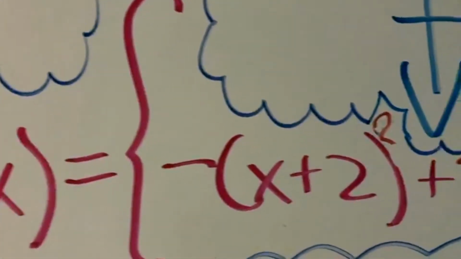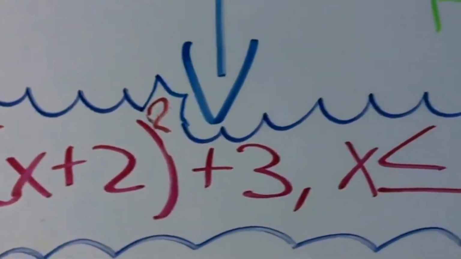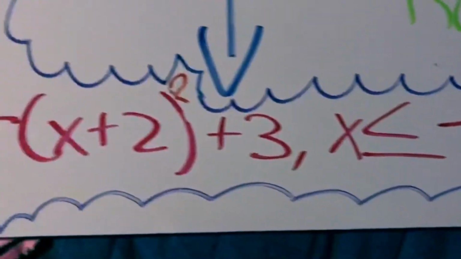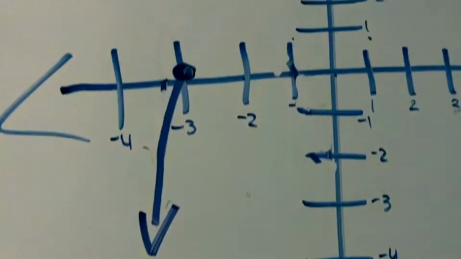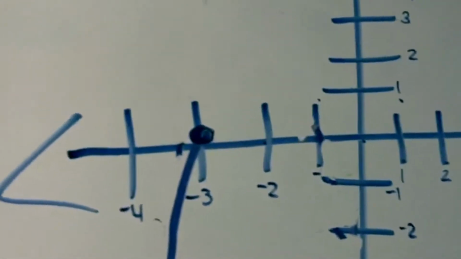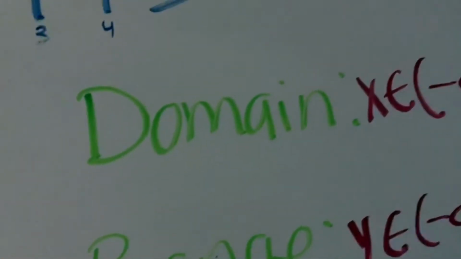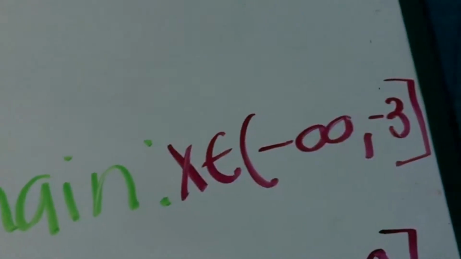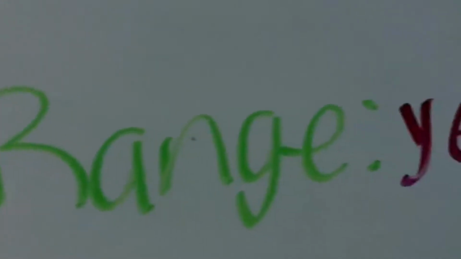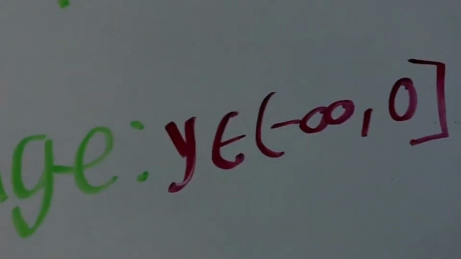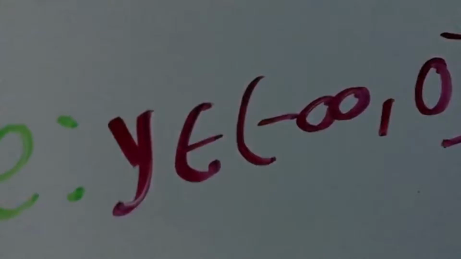Here you have a quadratic function which forms a parabola that has a reflection on the x-axis, has two horizontal moves to the left and three shifts upwards, only if x is less than or equal to minus 3. The domain is x that belongs to minus infinity, not included, to minus 3, not included, and the range is y that belongs to minus infinity, not included, to 3, included.